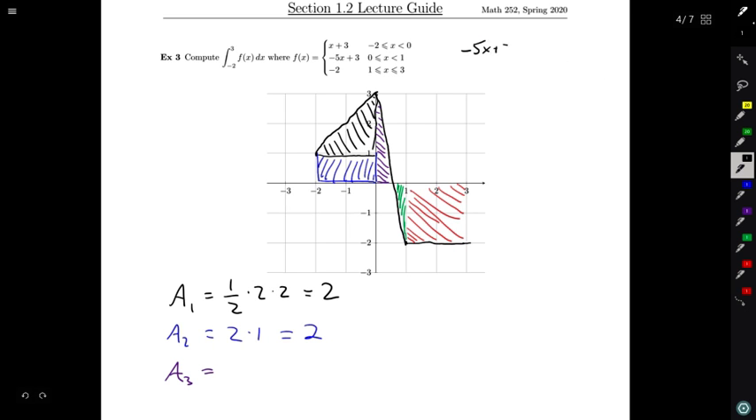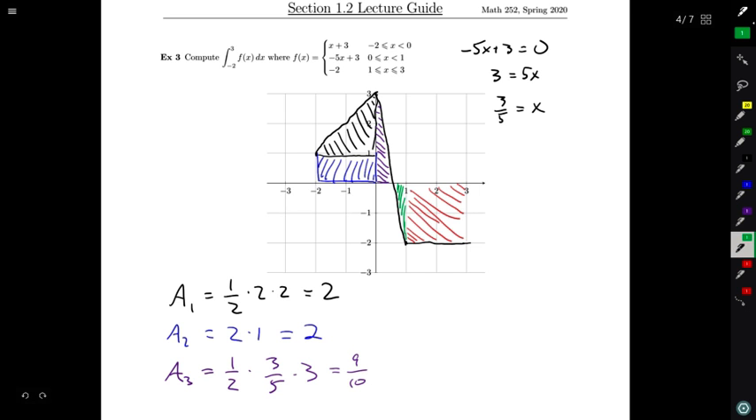Minus 5x plus 3 equals 0. This occurs when 3 equals 5x, which is to say that 3/5 equals x. So we know then that the base of this triangle is 3/5. So our area is going to be 1/2 times 3/5 times the height of that triangle. And the height of that triangle is going to be 3. So actually doing this computation, it looks like we have 9/10 here.